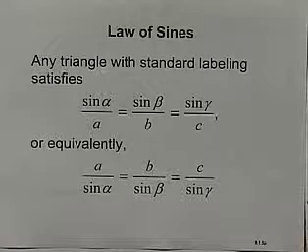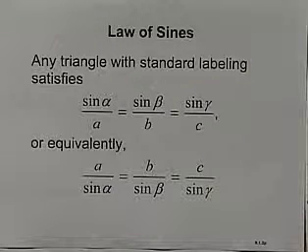Any triangle with standard labeling satisfies the following equation. The sine of alpha over A equals the sine of beta over B equals the sine of gamma over C. Equivalently, we could write the law of sines as A divided by the sine of alpha equals B divided by the sine of beta equals C divided by the sine of gamma. Now, we're going to use the law of sines in our next example.